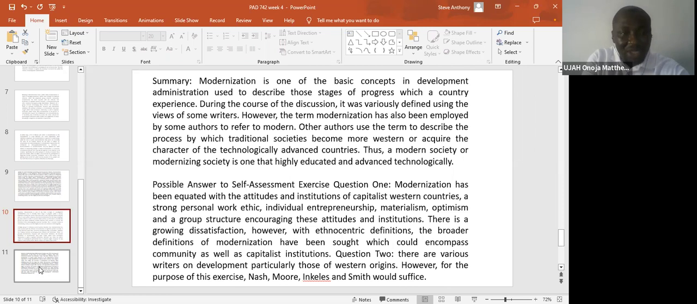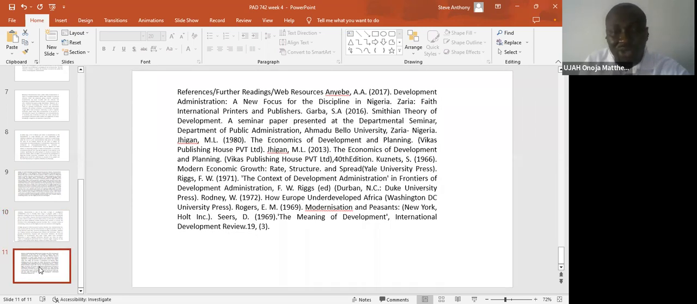So having said that, there is a list of books here that one can read and then develop more ideas on what modernization, development, and underdevelopment connote.